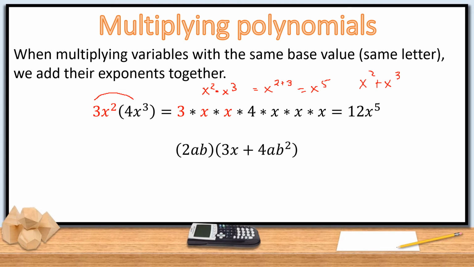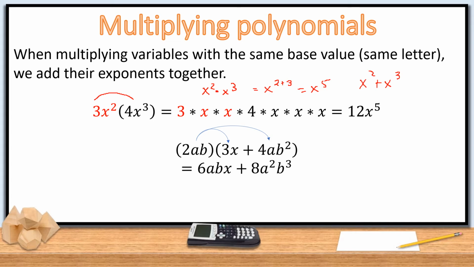So if we take this example, 2ab times 3x plus 4ab squared, we would do 2ab times 3x and 2ab times 4ab squared. That would give us 6abx and 8a squared b cubed.